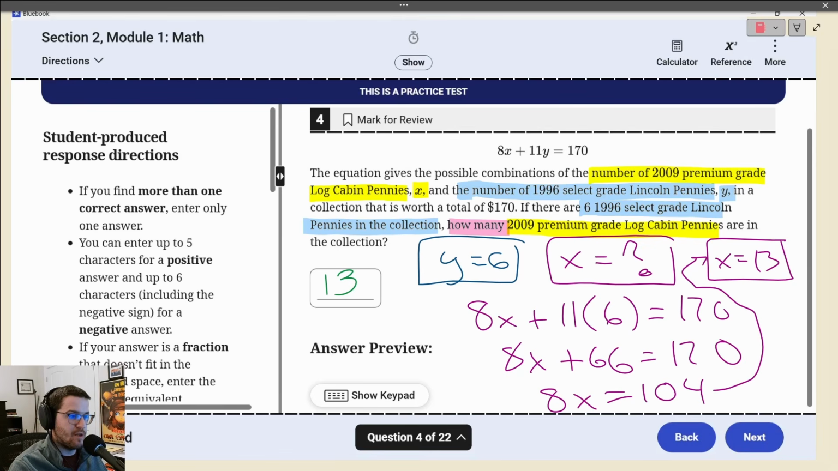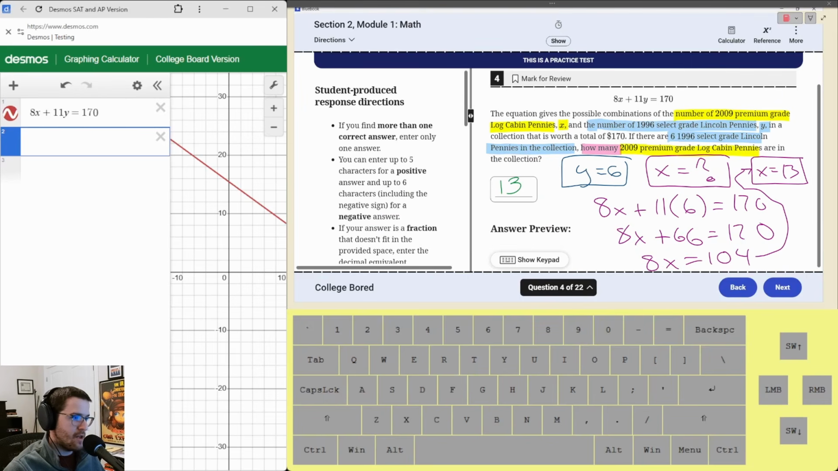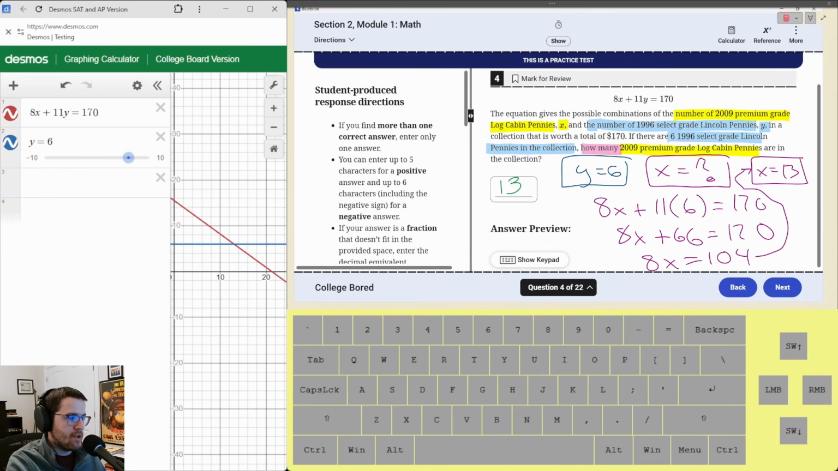We could do this one entirely on Desmos as well. Let's go do that. Okay, so remember what we said at the beginning. We said that y was 6, so let's just type that in. And we'll readjust to see where the point is. And I like to export it so that I can look at it.